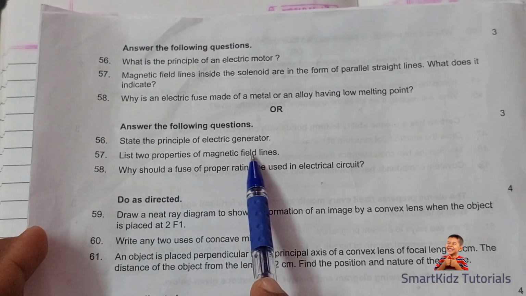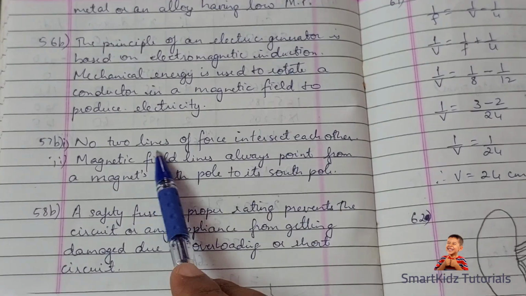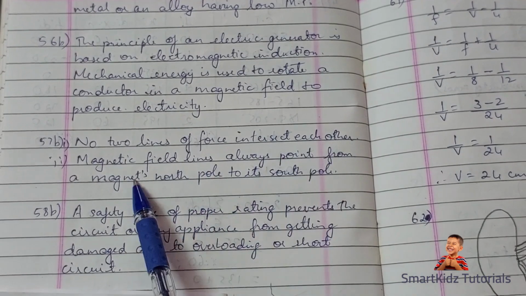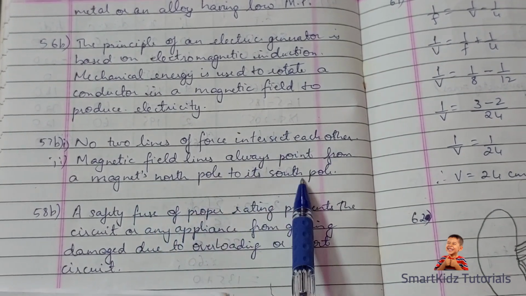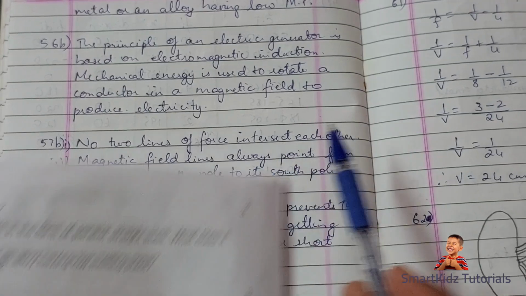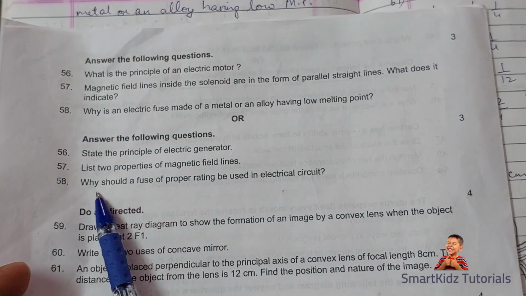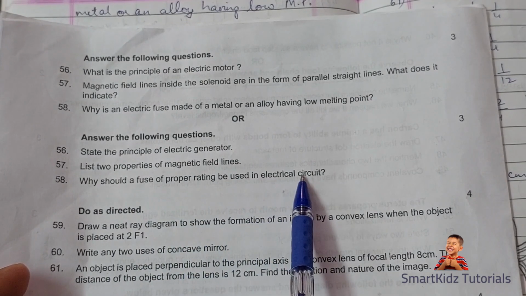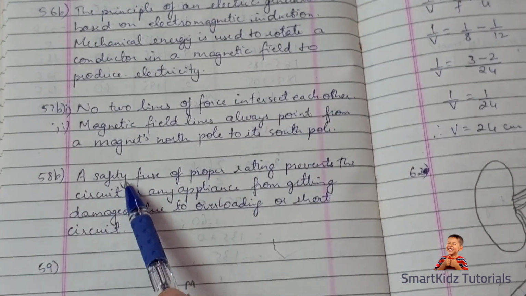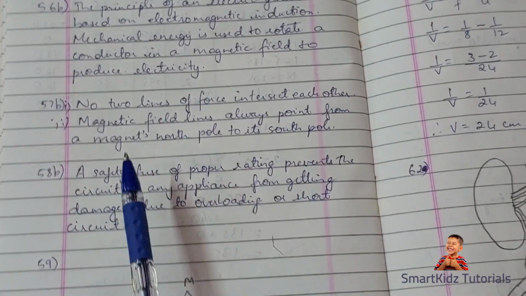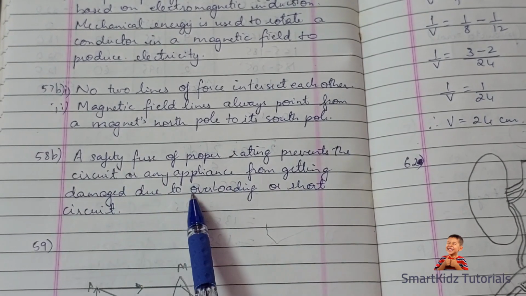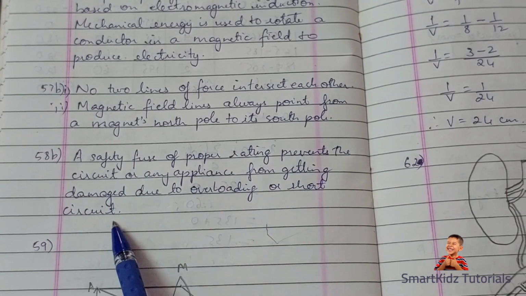List 2 properties of magnetic field lines. No two lines of force intersect each other. Magnetic field lines always point from a magnet's north pole to its south pole. There are others. You can write any 2. Why should a fuse of proper rating be used in an electrical circuit? Answer: a safety fuse of proper rating prevents the circuit or any appliance from getting damaged due to overloading or short circuit. This is the answer.